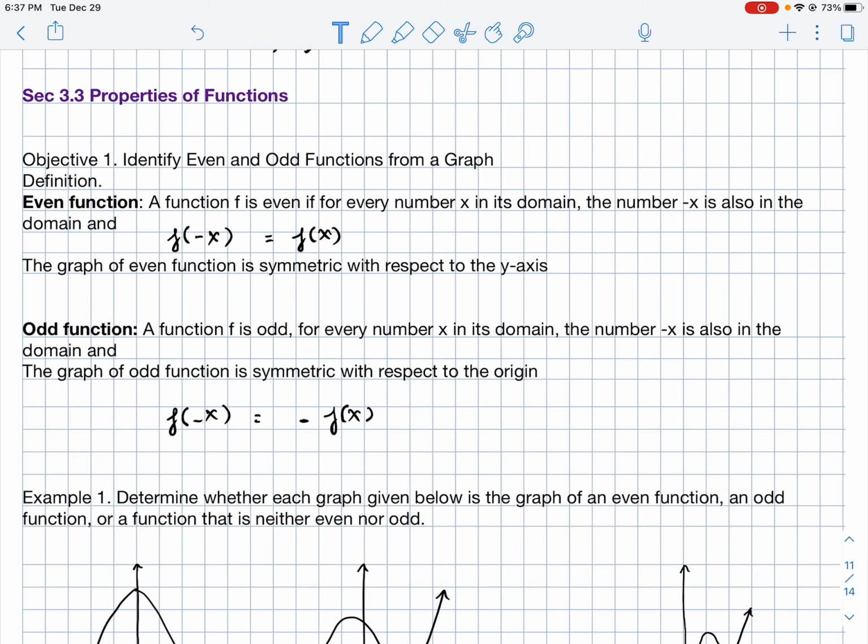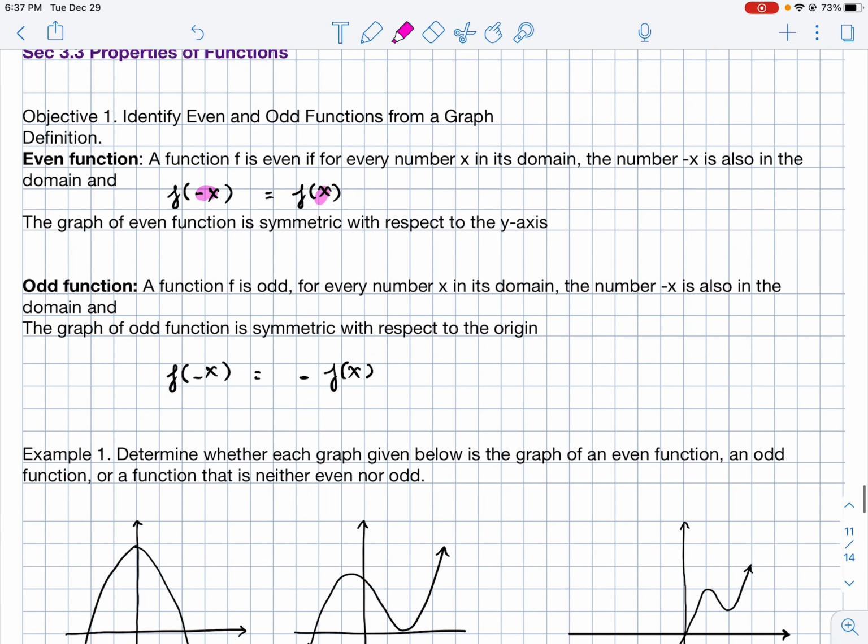Definition. A function is even if we input x and negative x into the function. You know that x and negative x are opposites, like positive 3 and negative 3, positive 5 and negative 5. When you input the opposite inputs into the function, the outputs are the same. Then you conclude that the function is even.